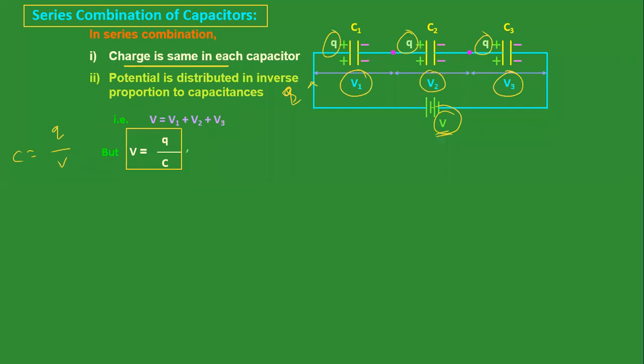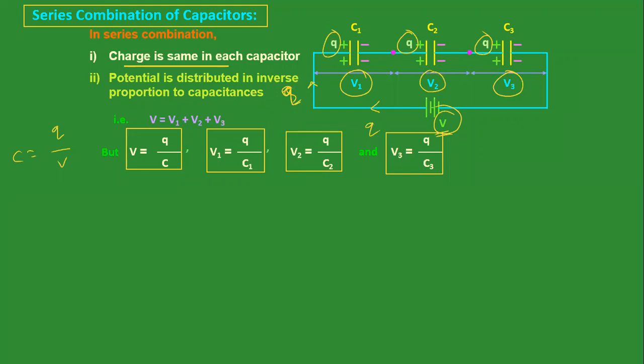So V1 we can write as Q by C1. Why not Q1? Because you can see in the diagram, the same charge Q passes through all the capacitors, so we cannot write Q1, Q2. Q is the same. So V1 is Q by C1, V2 is Q by C2. Similarly, V3 is equal to Q by C3. You can see these values.